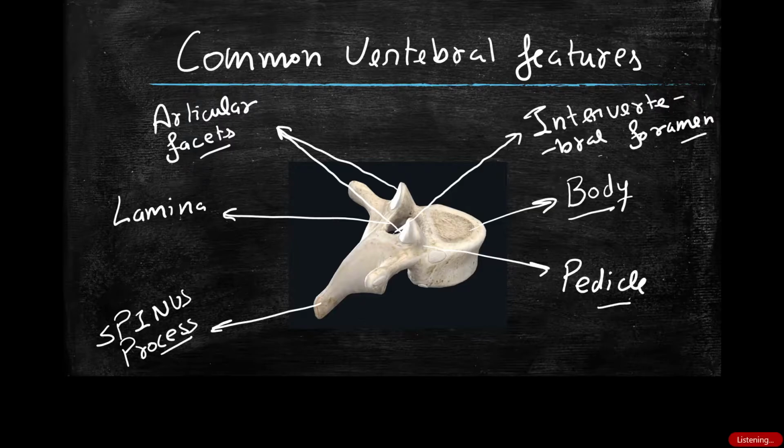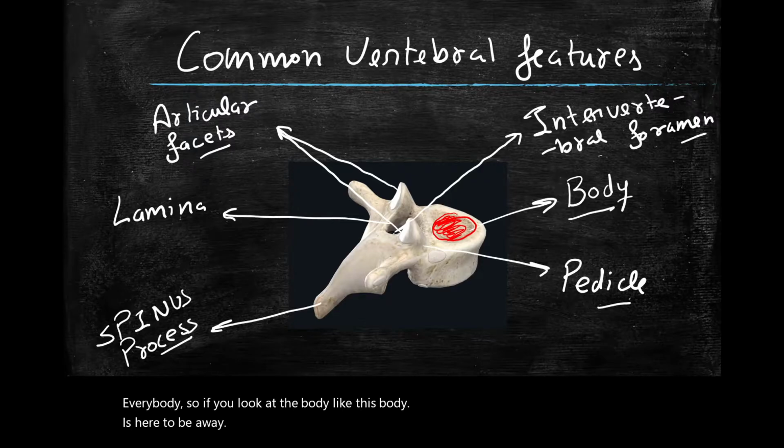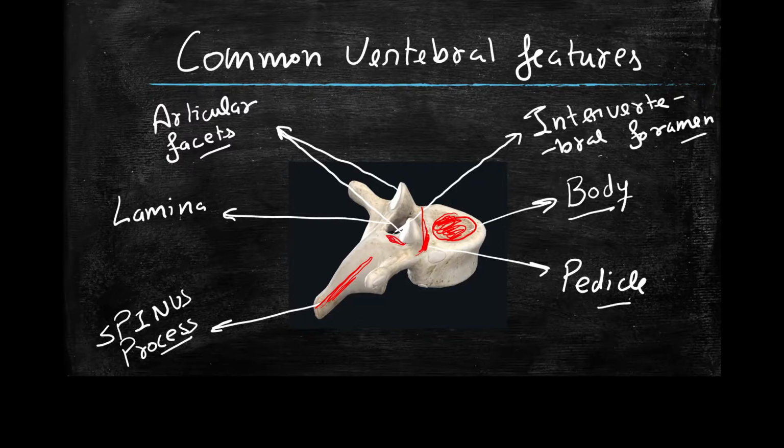So if you look at the body, this body is here to bear weight, and if you look at the spinous process, this is to prevent any movement. Remember, this spinous process has different functions in different parts of the vertebral column. It has pedicles. Pedicles are always attached to the body. It has lamina.